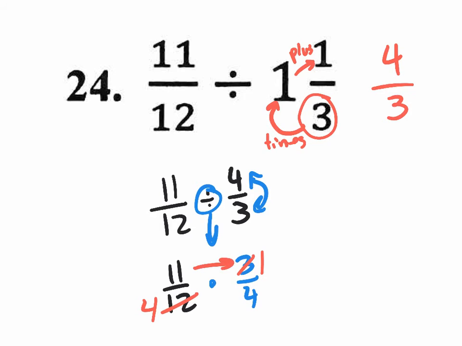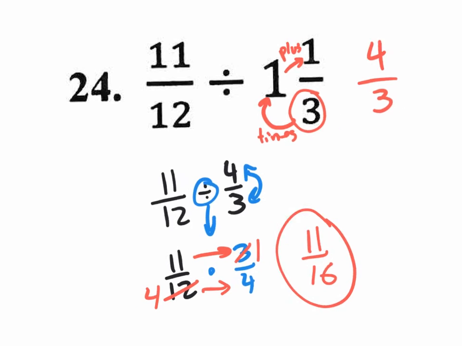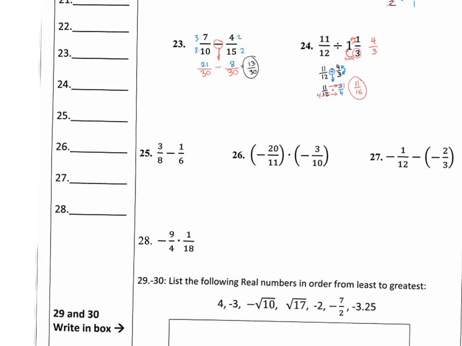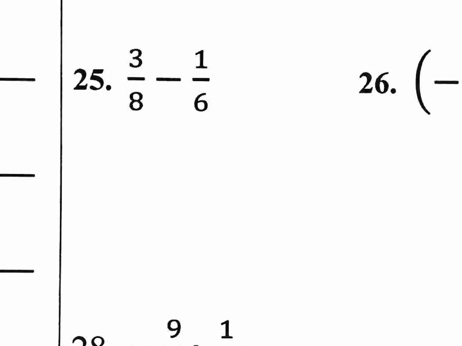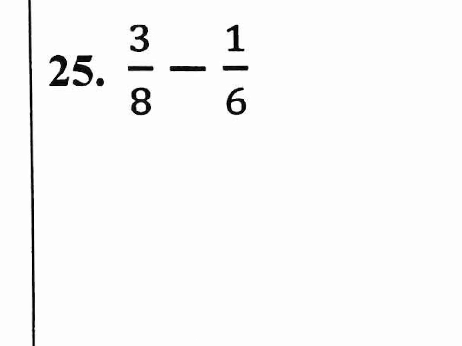11 times 1 is 11. 4 times 4, 16. You cannot cancel the 4 with the 4 because they're both on the bottom. You can't cancel it. So you've got to multiply them actually. So there's your answer, 11 over 16. 25. What's our common denominator going to be?